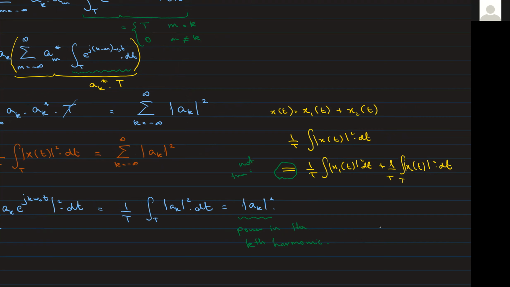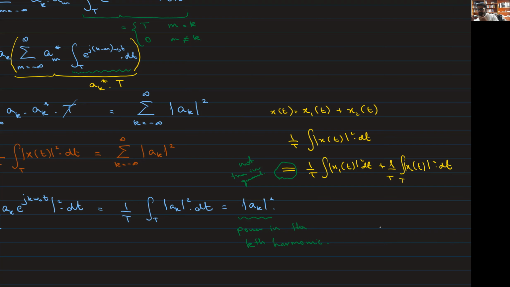This is only true when the cross terms vanish. You see there's going to be a cross term here, so 2 times the real part of x1 times the conjugate of x2. You go about and do that. Unless that integral is 0, this condition will not be satisfied. And when that integral is 0, we say that the signals are orthogonal. That's a dot product if you relate it to vectors.